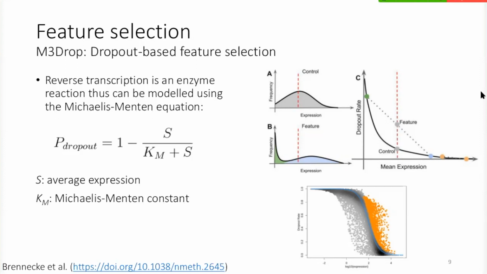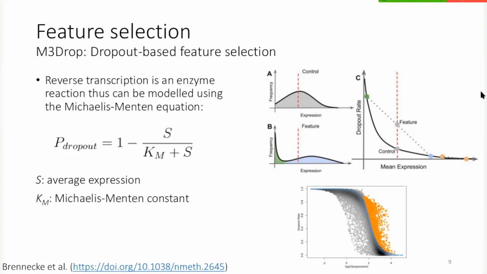The intuition behind this is that if you have a control gene that's not variable, you would expect some sort of distribution like this. But for a gene that is variable across your cells, you expect something like this, where a lot of cells are around 0 and some cells have a higher expression. If you now plot the mean versus the dropout rate, where the dropout rate is how many cells have a 0 value over the total number of cells, this is what you would expect.